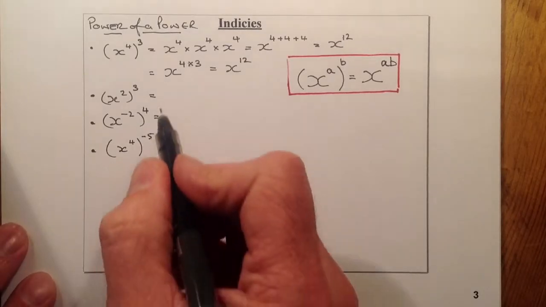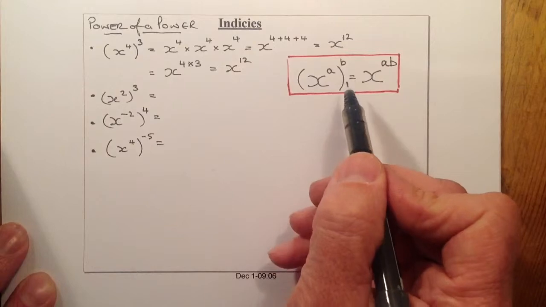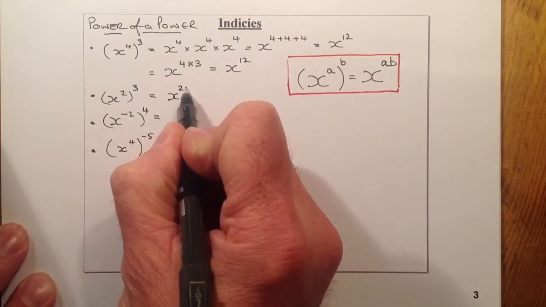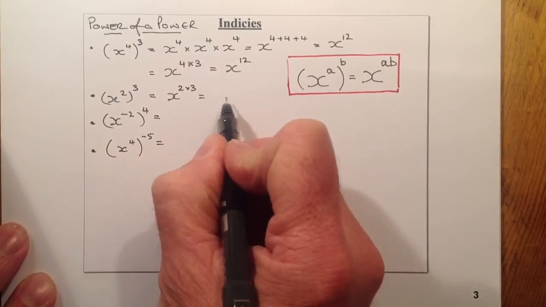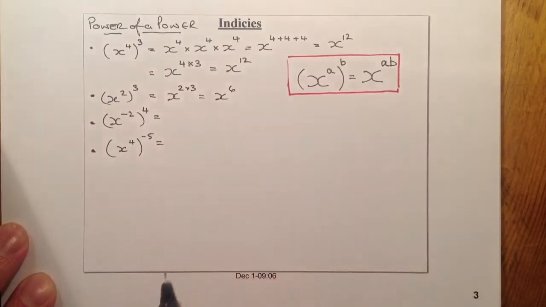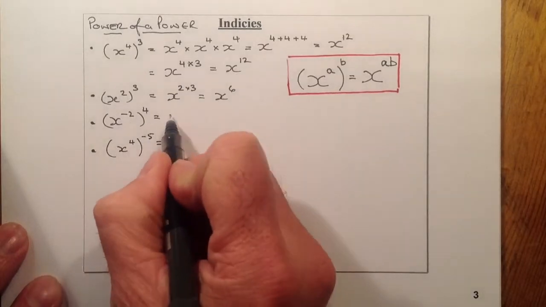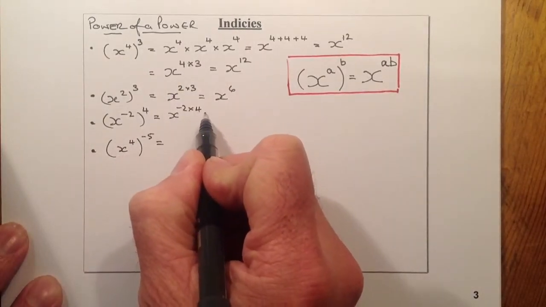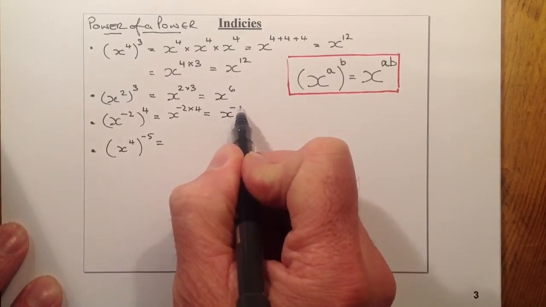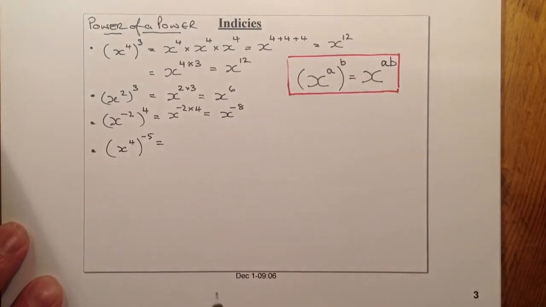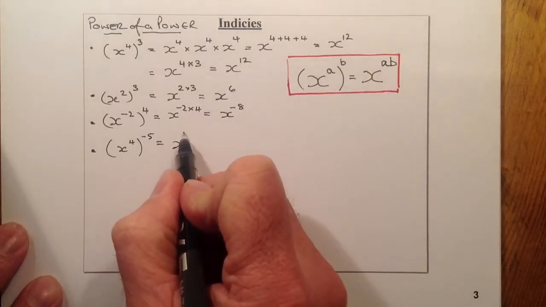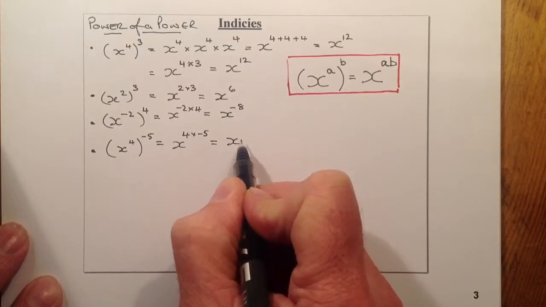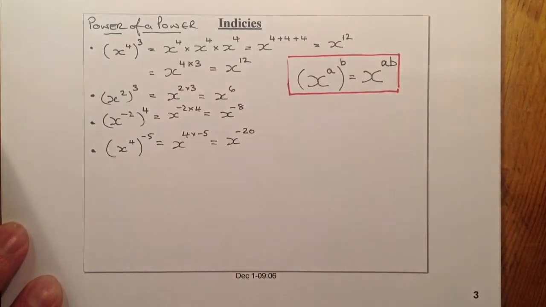Here's the solutions. So what I've got here is, remember, I'm going to use this rule here. So I'm going to go for x to the power of 2 times 3, and that gives me x to the power of 6. For this one here, I've got x to the power of minus 2. I'm going to multiply that by 4, so that should give me x to the power of minus 8. And this one here, I've got x to the power of 4 times minus 5, so that there should give me x to the power of minus 20.